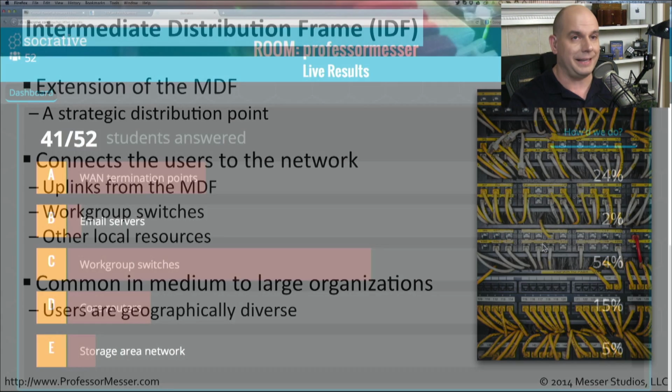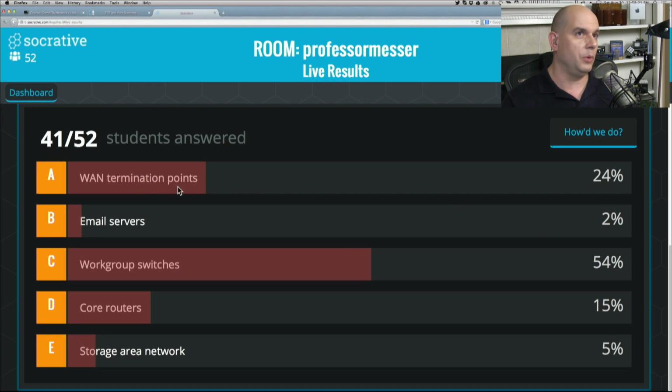So if we go through our list again, we've got WAN termination points. Usually the WAN is terminated in the data center. That's where your routers are. That's where your core switches are. That's generally where you're also bringing in all of the telecommunications lines and plugging them into your CPE. Grab your local loops, plug them into your CPE. You do that in the MDF. So that would not be the correct answer. Sorry, 24% of you.